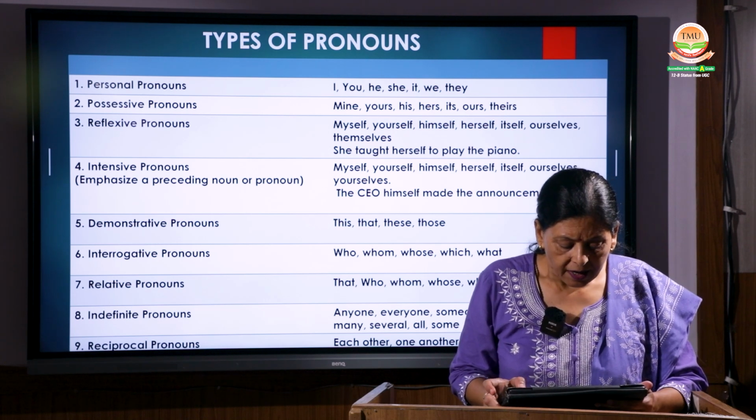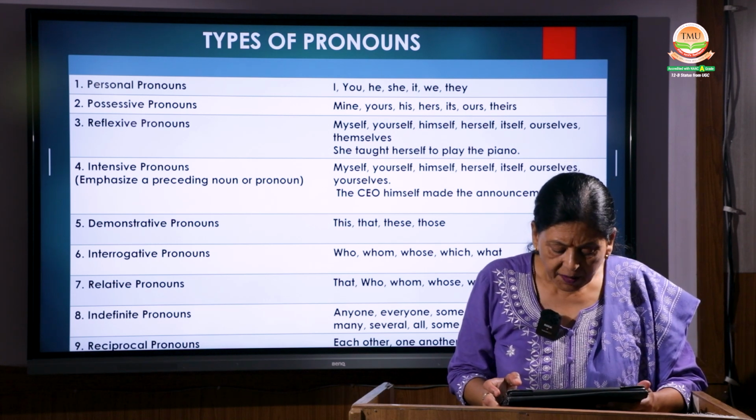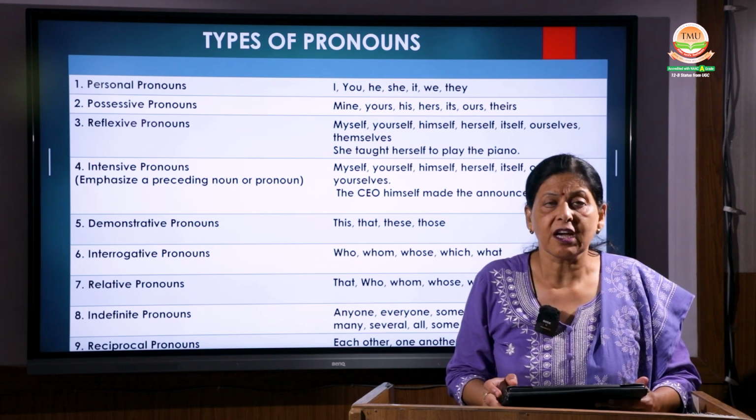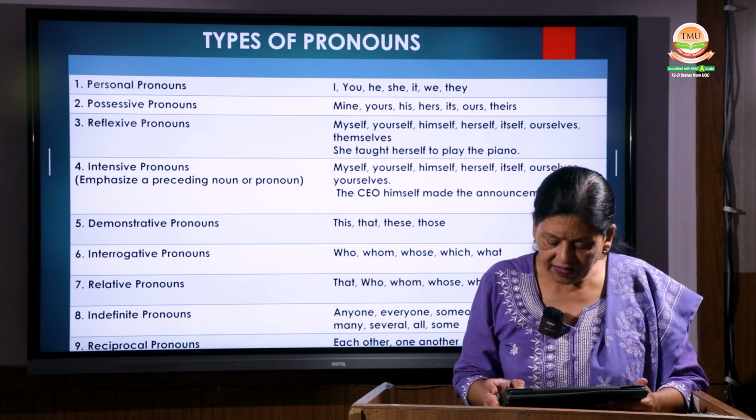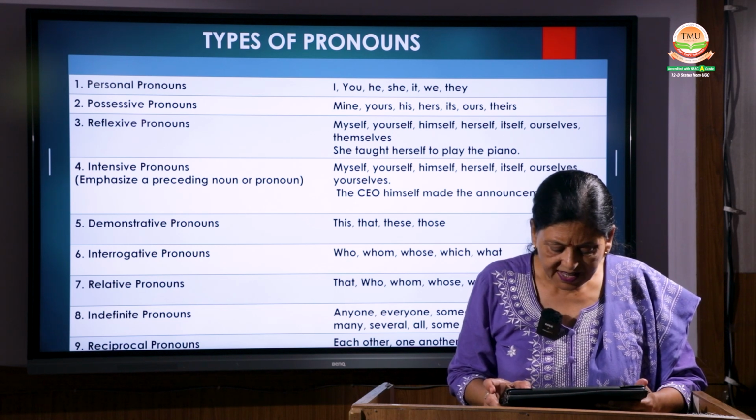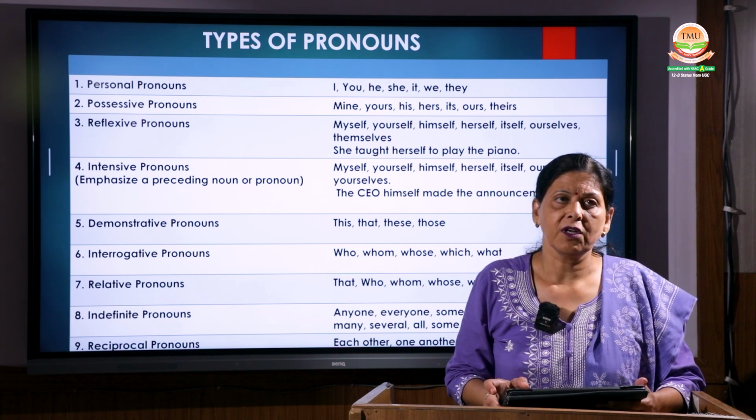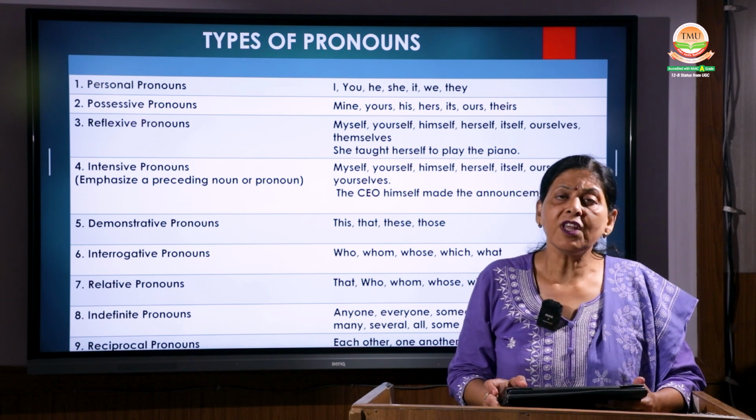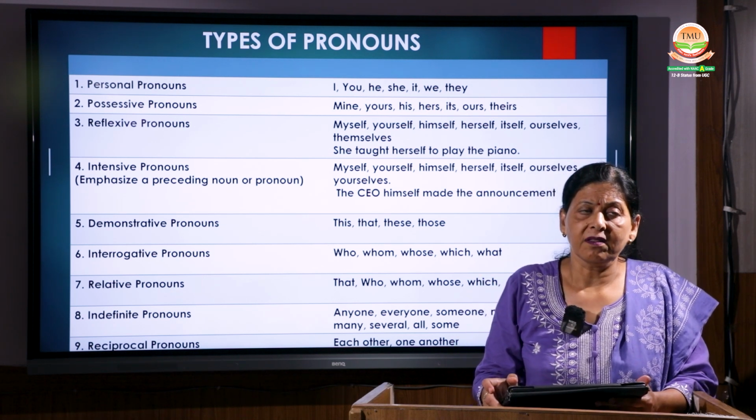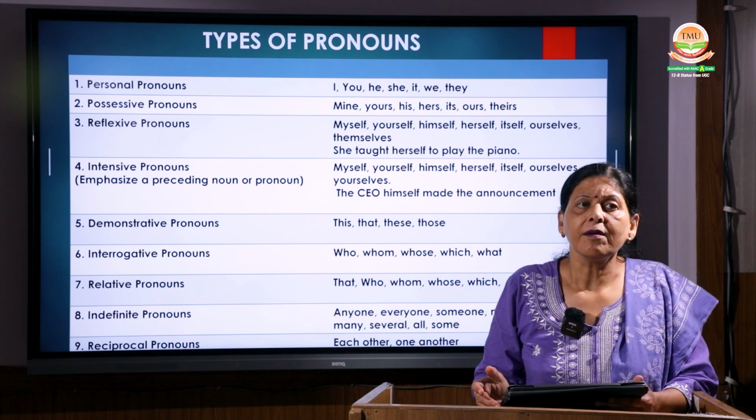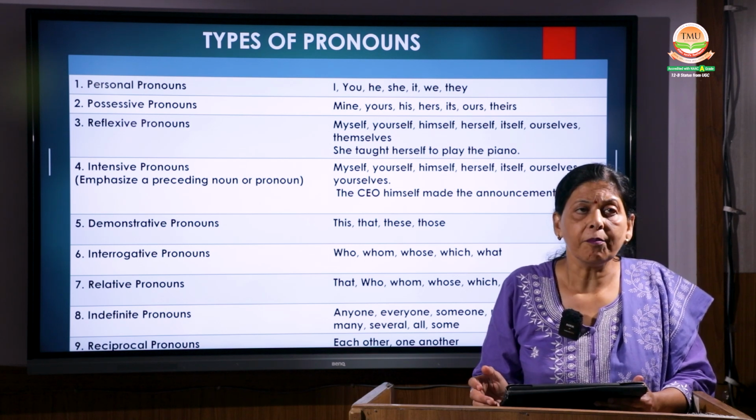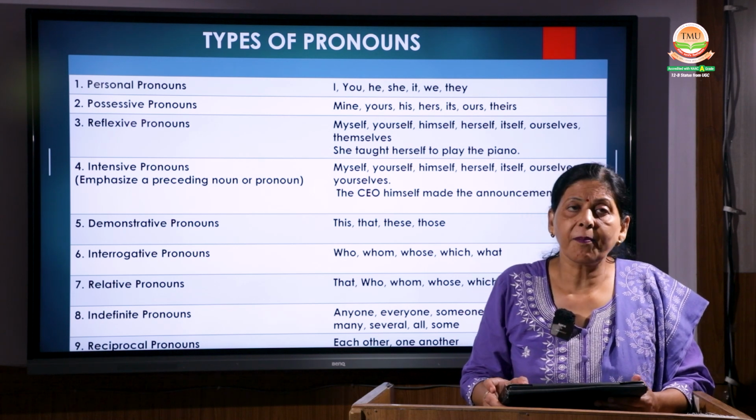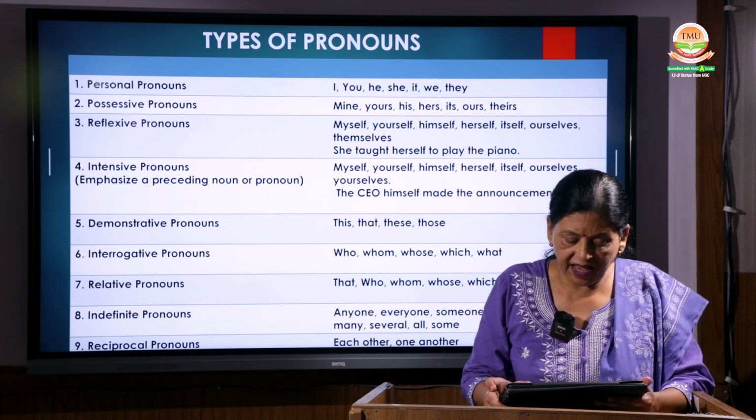The next type is demonstrative pronouns. Demonstrative pronouns are the pronouns which demonstrate where a person, place, animal or thing is. So that is this, that, these, those. This is mine means this thing belongs to me. My pen is there. So where is my pen? It's there.